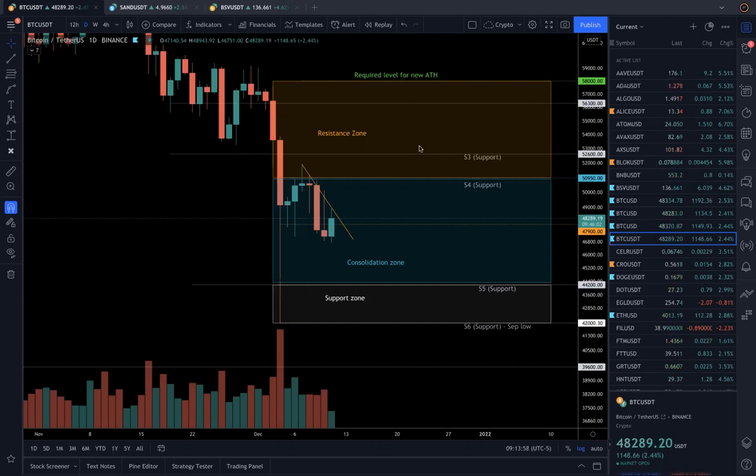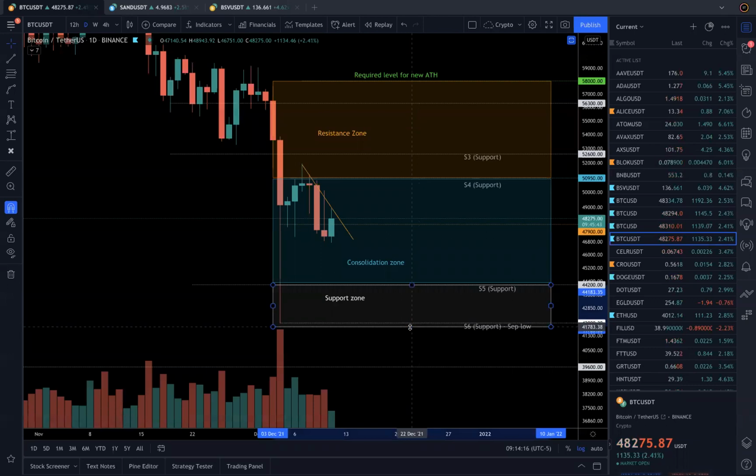So what you see here in this layout is a support zone. Now, why is this a rectangle? Because there is not necessarily one number where it could retest. Sometimes the retest could go all the way to the lowest level, which is this one. And not only that, I could actually make it a little lower. I didn't do it because it's not necessary.